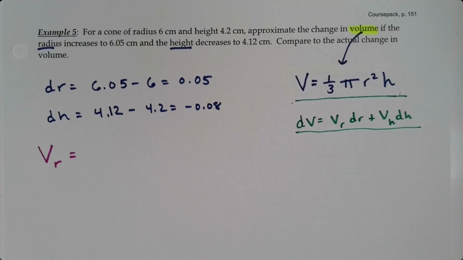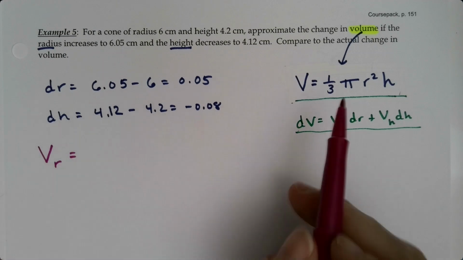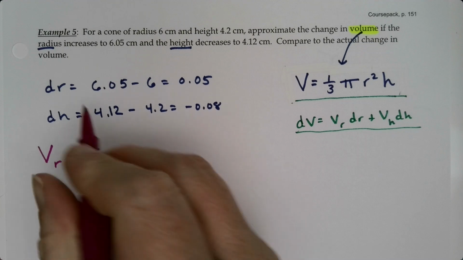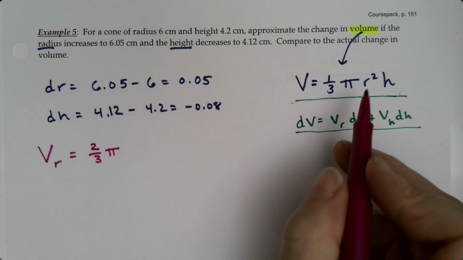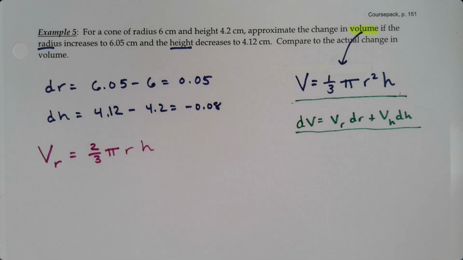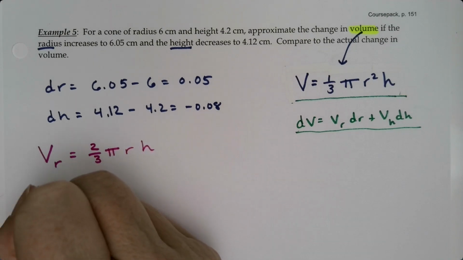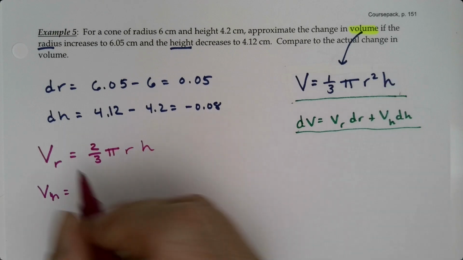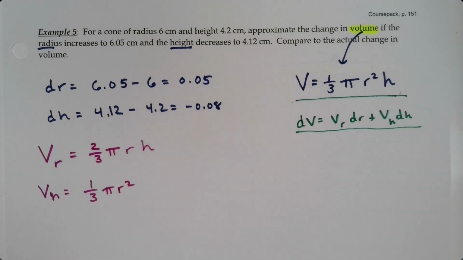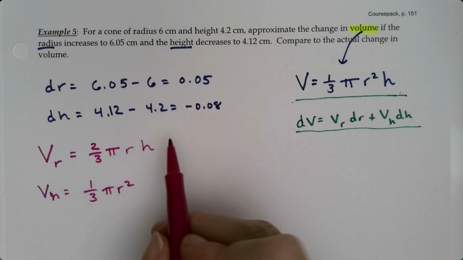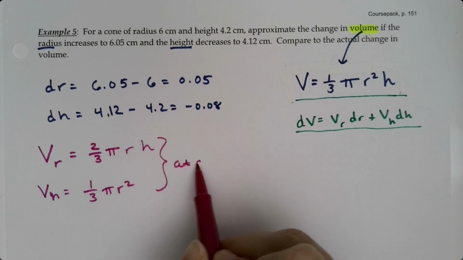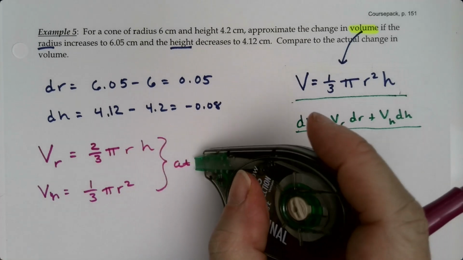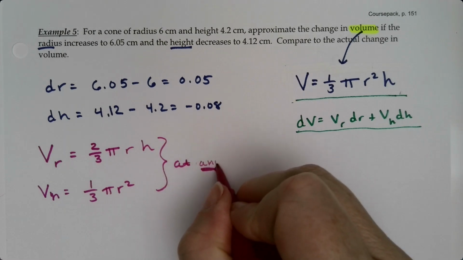Okay. So I'm going to need v sub r. So the derivative of this with respect to r, I would bring the 2 down. So it would be 2/3 pi times r h. And v sub h would be equal to, well, if h is the only variable, then it'd just be 1/3 pi r squared. Wonderful. So again, these are the derivatives at any point, the partial derivatives at any point.